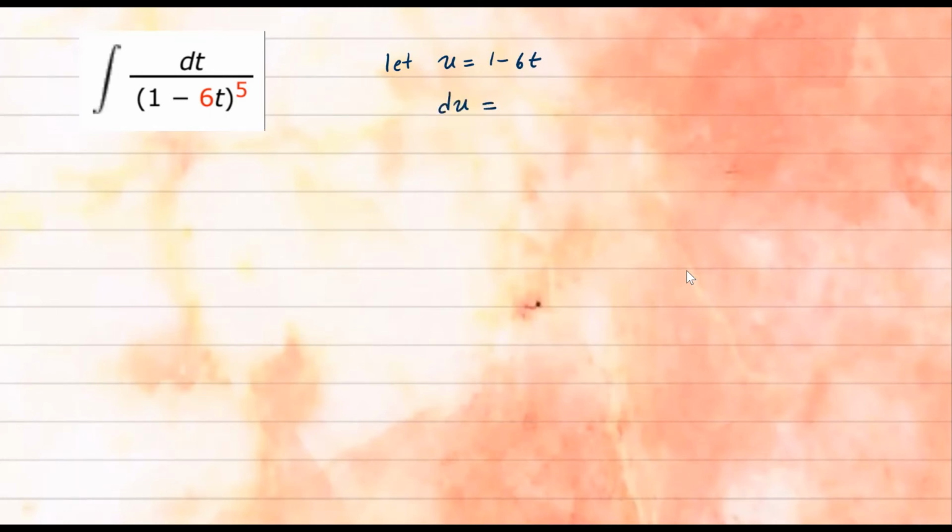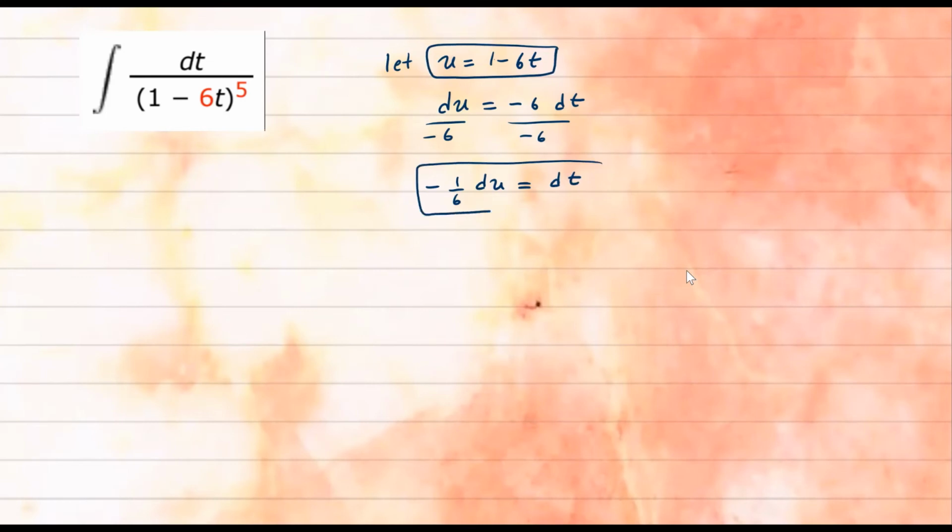So the derivative of u, so the derivative of 1 is 0, the derivative of negative 6t is negative 6 dt. Again, instead of x, we're using t, so dt instead of dx. Now, the integral doesn't have a negative 6 in there, it's just dt. So I'm going to go ahead and divide both sides by negative 6. That gives us negative 1/6 du is going to replace dt. So u is going to replace 1 minus 6t, and negative 1/6 du is going to replace dt.